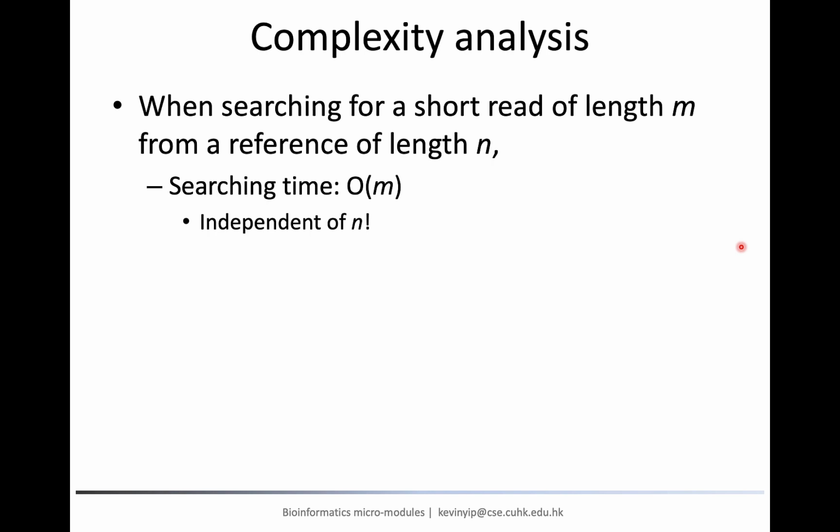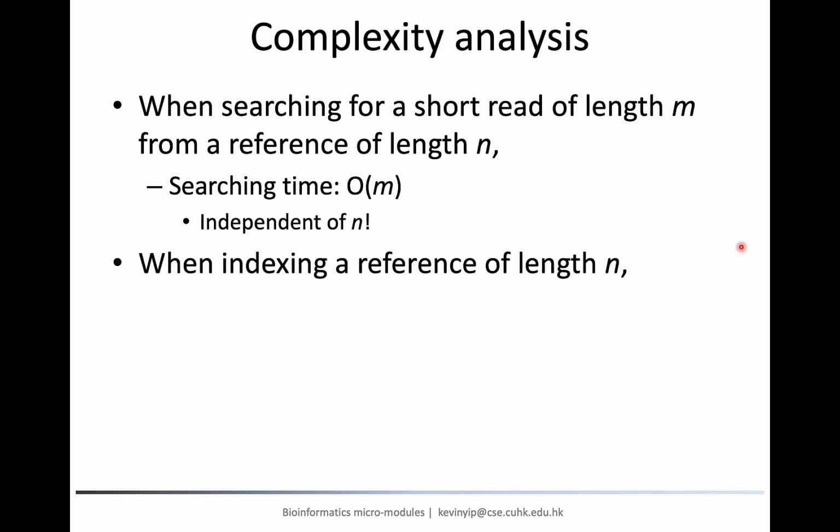This is very good because it is unrelated to the length of the reference, which is much longer than each short read. As for space complexity, for a reference sequence of length n, the suffix trie has a worst case size of order n squared. This is unacceptable because n can be as large as several billions. In the next micromodule, we'll study how this space complexity issue can be handled by compressing the suffix trie into a suffix tree.